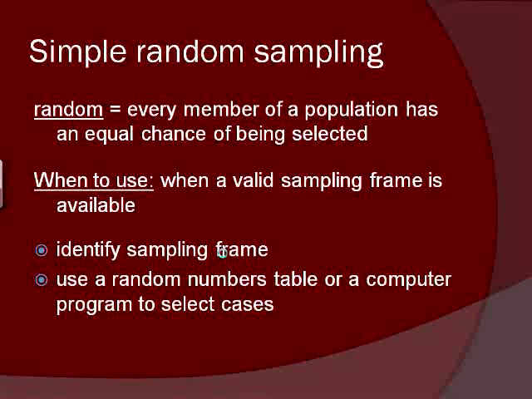A great example of a good valid sampling frame is the sampling frame of Westchester University students. The university has a list of all of the students enrolled in a university. And that list is accurate. Every person who is attending the university is on that list. If you can get your hands on that list, you have a perfect sampling frame. It's a valid sampling frame because it includes every member of your population.